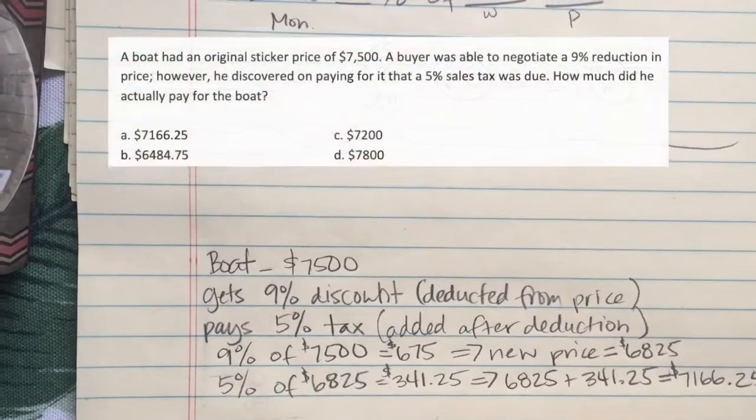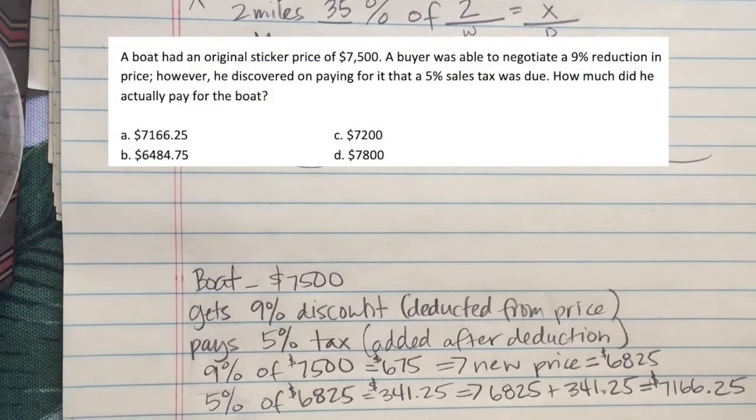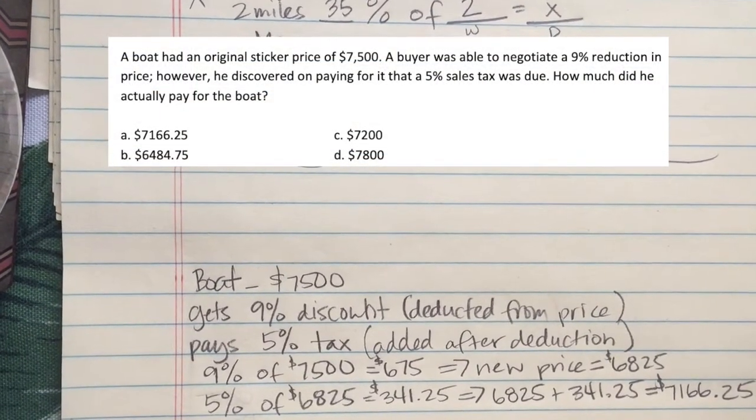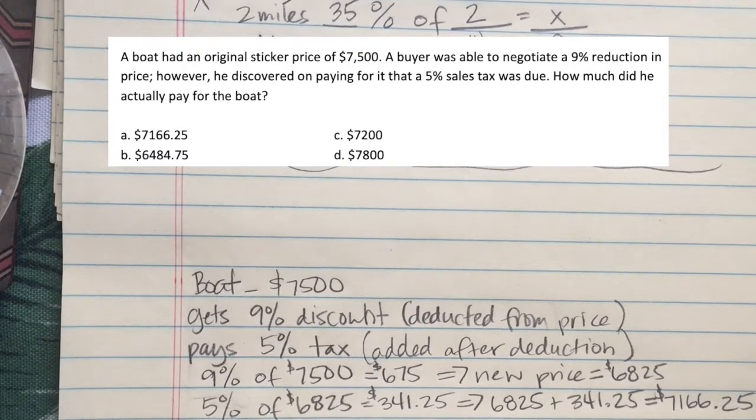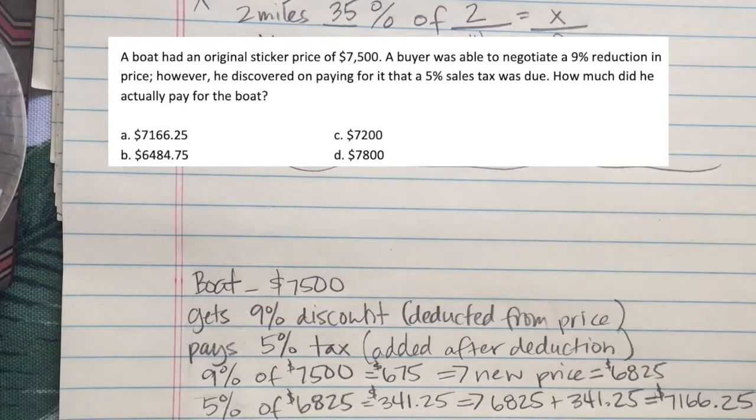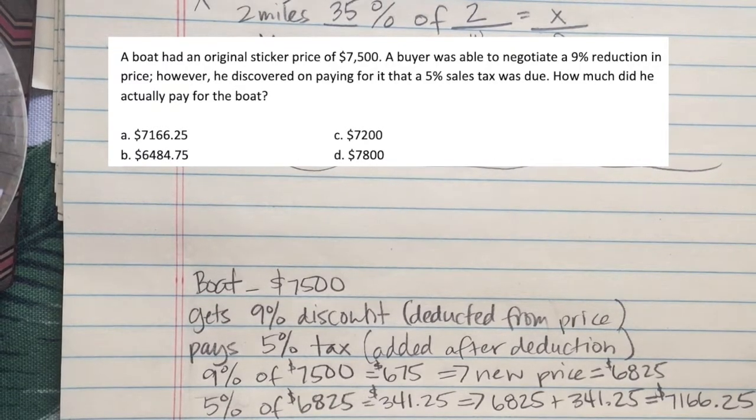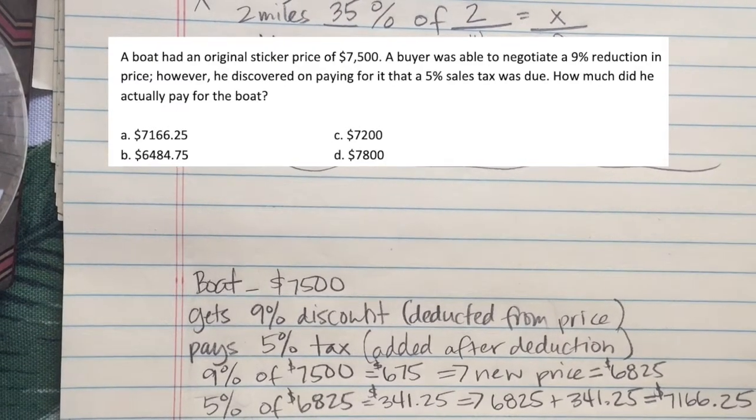All right, the boat problem. Now we're buying boats. The boat had an original sticker price of $7,500. Buyer was able to negotiate a 9% reduction in price. However, he discovered on paying for it that a 5% sales tax was due. How much did he actually pay for the boat?